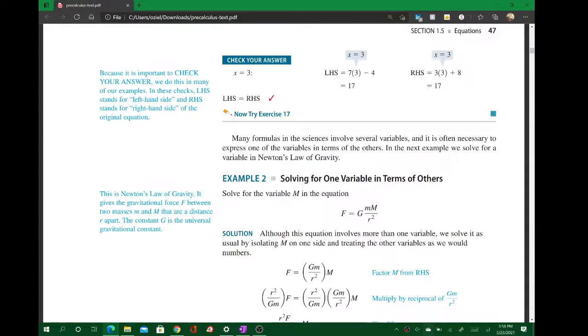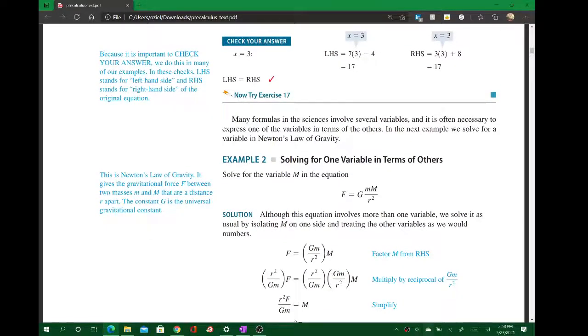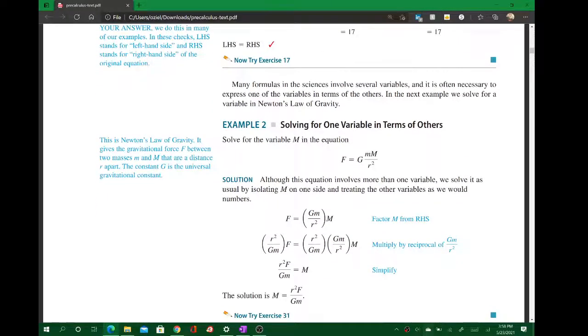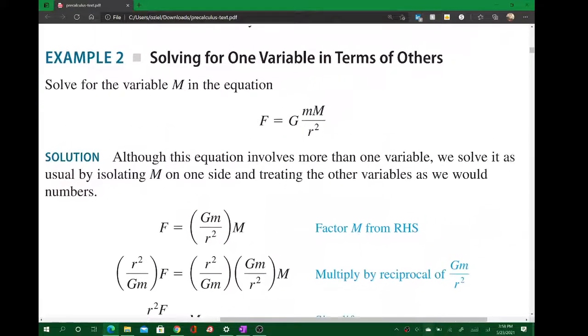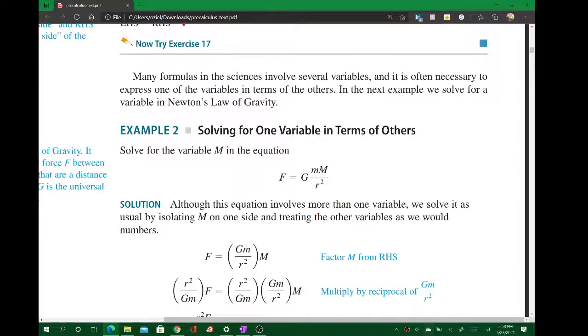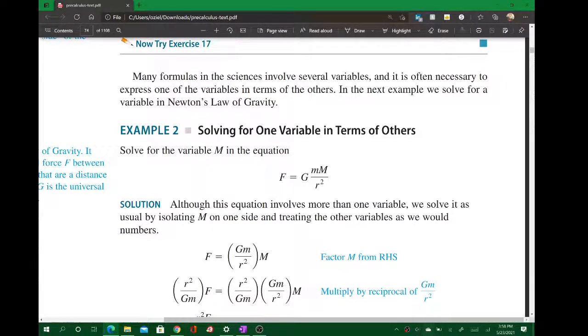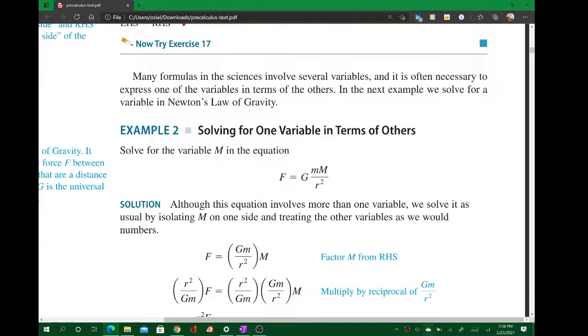And also, it says solving for one variable in terms of others. This is called a literal equation. So, for example, sometimes they would give you equations where it's a very special equation that you would learn either in physics or in some other branch, where you would learn a type of formula, right?